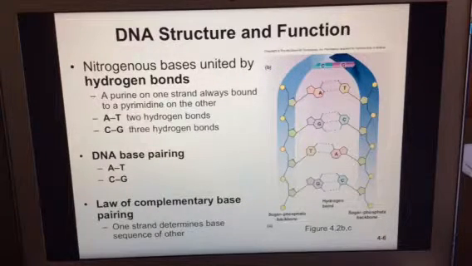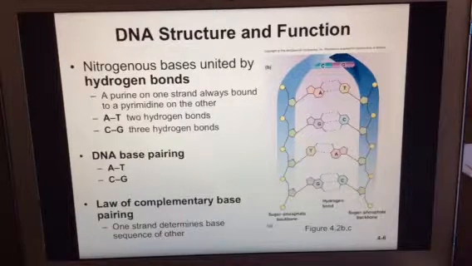So they pair based on the base pairing rule. Adenine pairs with thymine, and cytosine pairs with guanine. If you want to remember apples in the tree and cars in the garage, that's one way to remember it. But I always just tell it to myself over and over, A, T, C, G. And so that's how I remember it. But they always base pair.